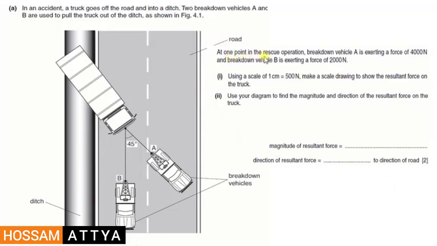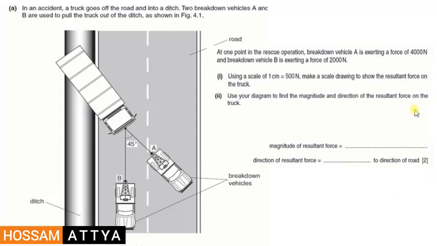At one point in the rescue operation, breakdown vehicle A is exerting a force of 4,000 newtons and breakdown vehicle B is exerting a force of 2,000 newtons. Using a scale of 1 centimeter to 500 newtons, make a scale drawing to show the resultant force on the truck. Use your diagram to find the magnitude and the direction of the resultant force on the truck.